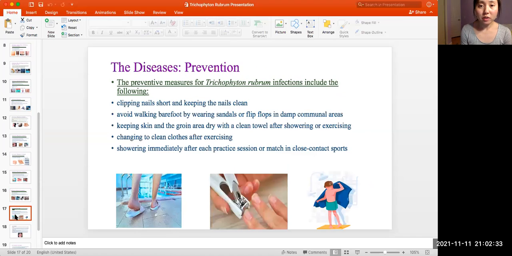The preventive measures for Trichophyton rubrum infections include the following: clipping nails short and keeping nails clean, avoiding walking barefoot by wearing sandals or flip-flops in damp communal areas, keeping the skin in the groin area dry with a clean towel after showering or exercising, changing into clean clothes after exercising, and showering immediately after each practice session or match in close contact sports.